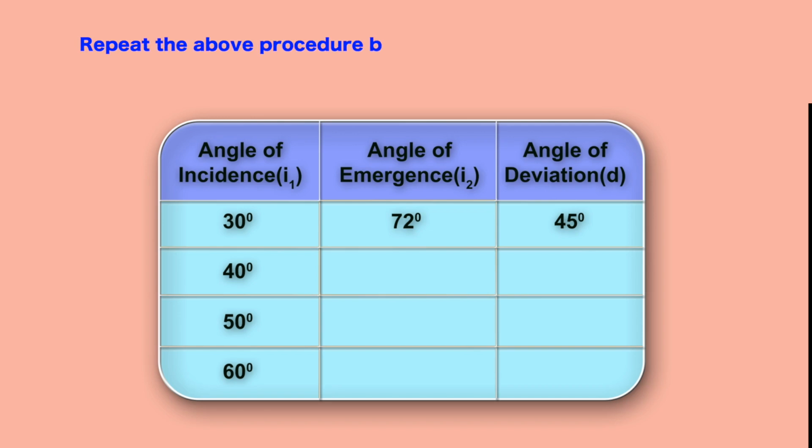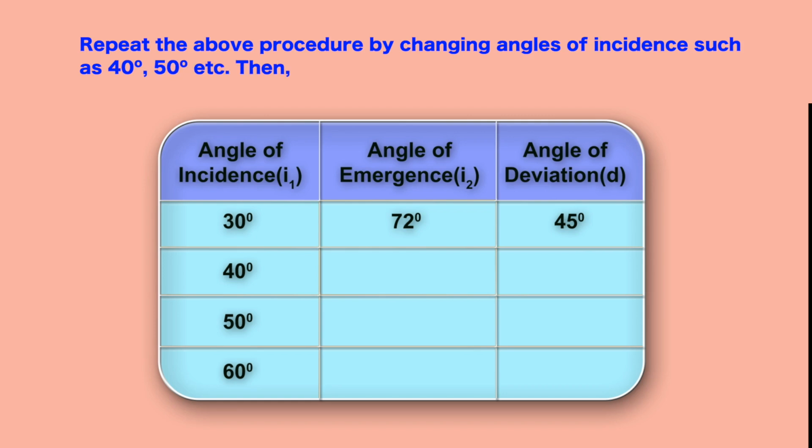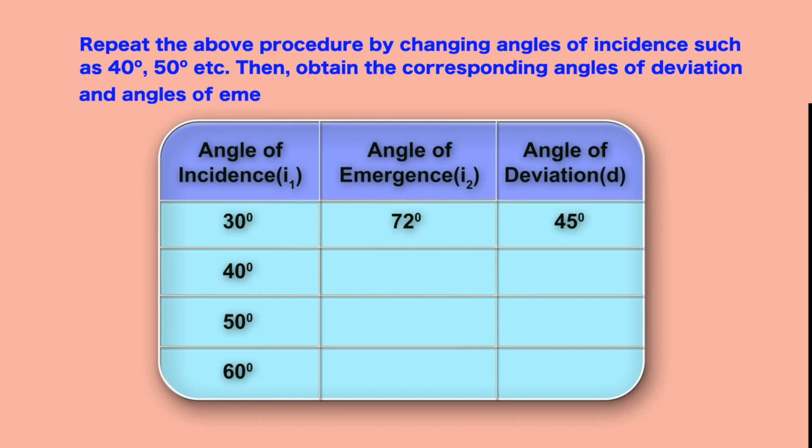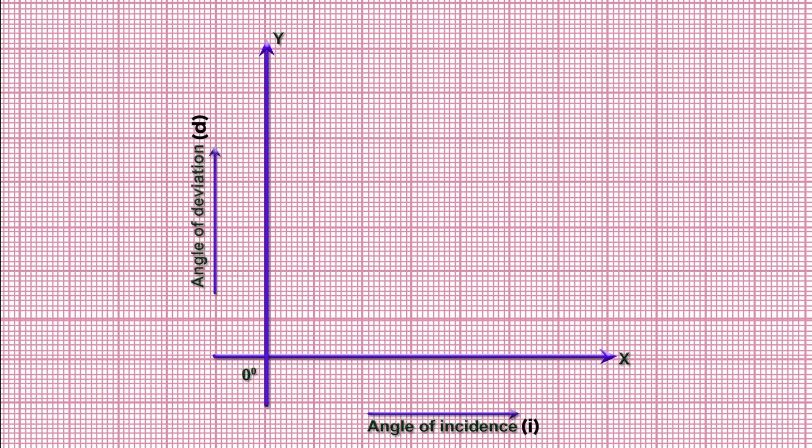Repeat the above procedure by changing the angle of incidence such as 40 degrees, 50 degrees, etc. Then obtain the corresponding angles of deviation and angle of emergence and note them in a table. By considering angle of incidence on the x-axis and the angle of deviation on the y-axis, draw a graph between the angle of incidence I and angle of deviation D.